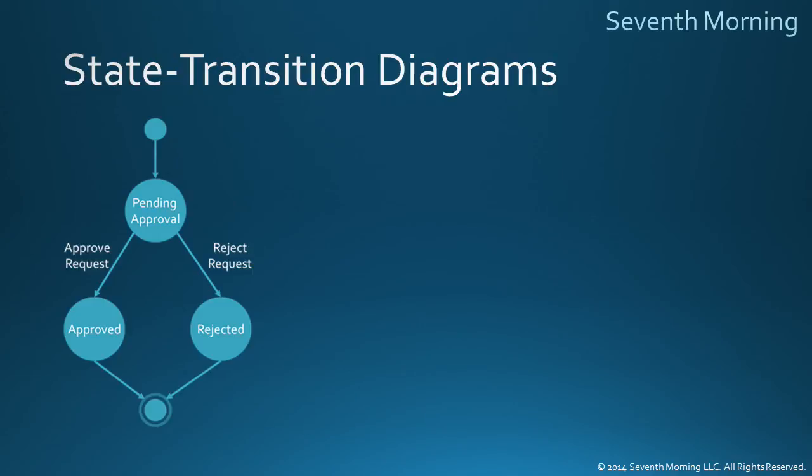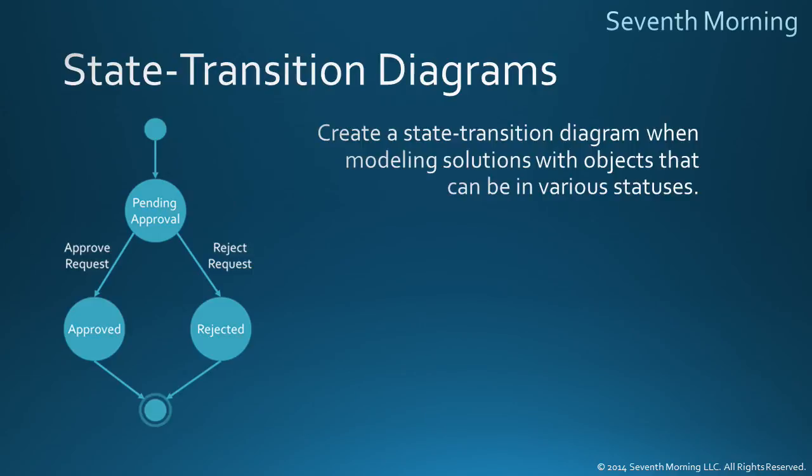When to use state transition diagrams. I usually make one whenever my solution calls for objects with various statuses. Or sometimes an object is taken through a process where it changes several times before being finalized. That's when I essentially use it. All right, so that's it for state transition diagrams. Let us move on.